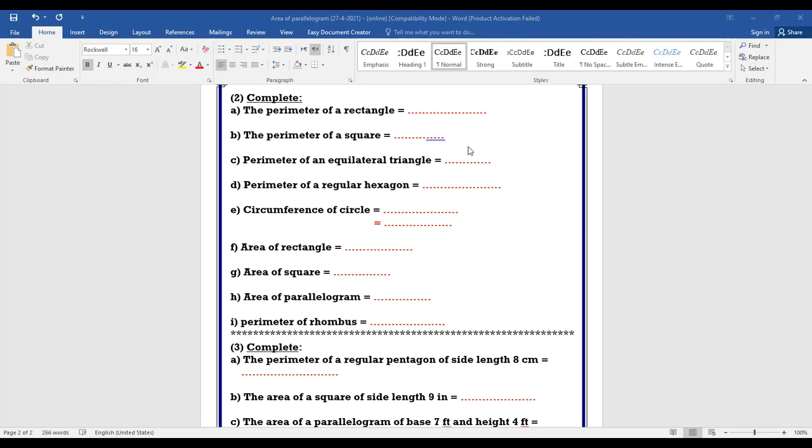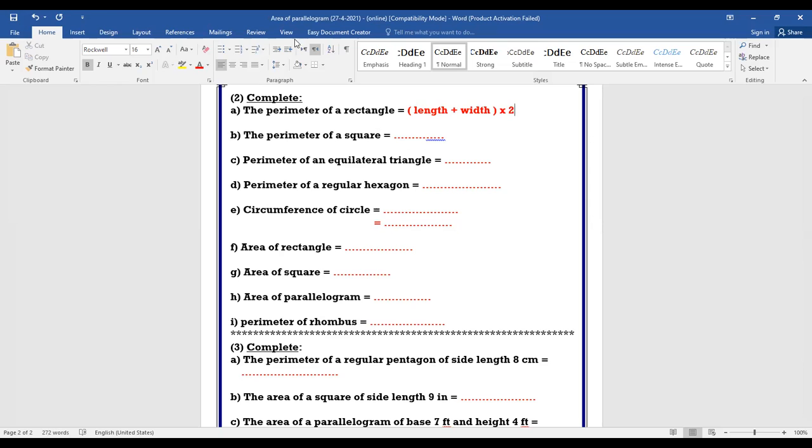Side plus side multiplied by 2. Length plus width, multiplied by 2. Okay.